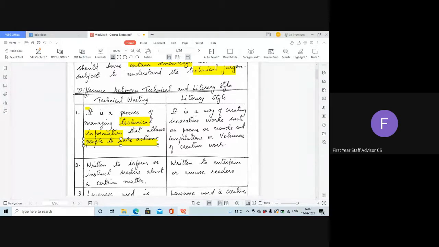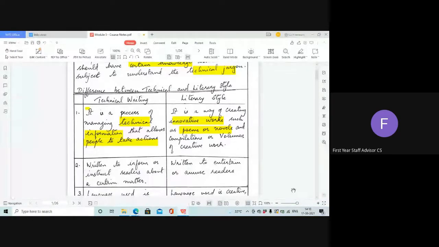Then literary style of writing is a way of creating innovative works. That is, it depends on a person's creativity. So it's a way of creating innovative works such as poems, novels, etc. So it is just a creative writing style. Literary style means it is a creative writing method. Technical writing means it conveys technical information that allows people to take some action. So that is the first difference.